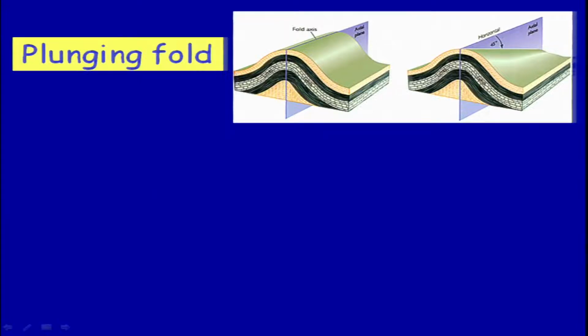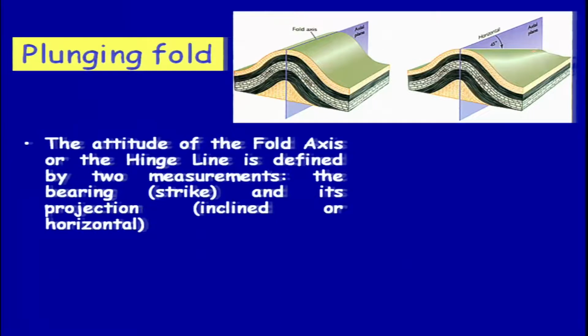So this amount, which you will measure with respect to the horizontal for this axis, is known as the plunge axis. This is very important for geologists as well as for civil engineers. The reasons, I will discuss very quickly.